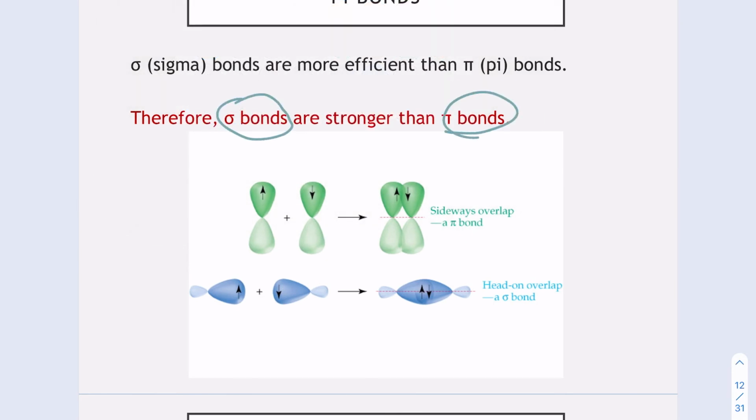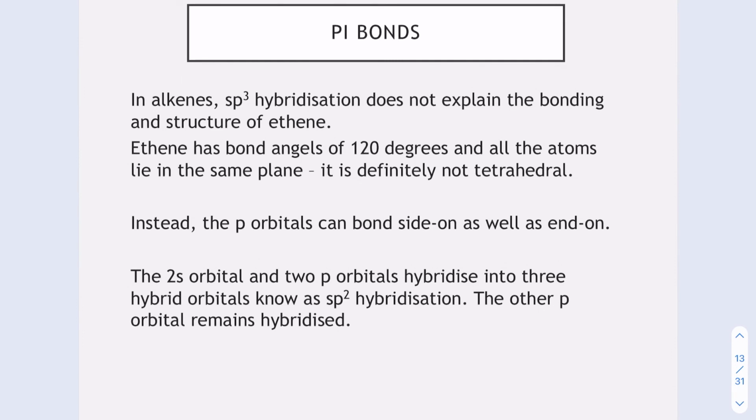If you have a look again at the diagram, you've got your side-on overlap versus your end-on overlap as well. So it means that your sigma bonds are stronger than your pi bonds. Pi bonds are in alkenes, but again they don't help explain the shape. There's got to be some sort of hybridization going on, because if not, ethene would technically be tetrahedral, even though we definitely know it's not.